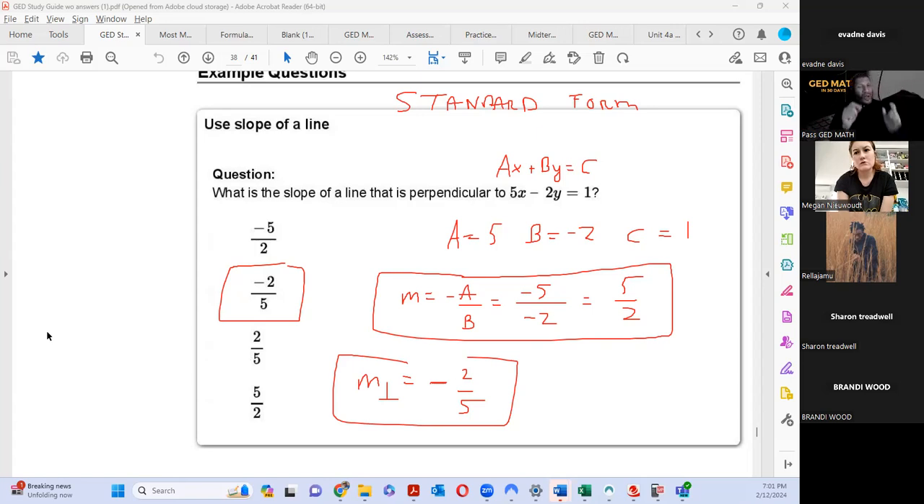What I want you to do is go home tonight and say to yourself, slope-intercept form, y = mx plus b, m is my slope, b is my y-intercept. Parallel lines have the same slope. Perpendicular lines have the negative inverse: change the sign and flip. Practice, and in 2 days you will never have a problem finding the slope of a parallel or perpendicular line, because then you'll know it.